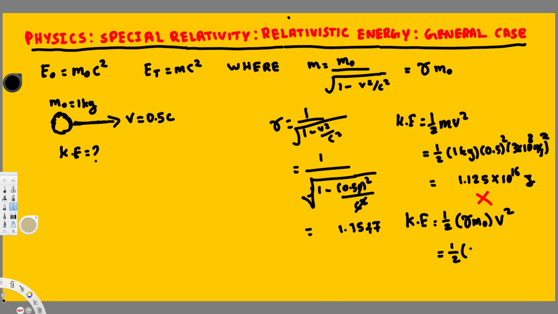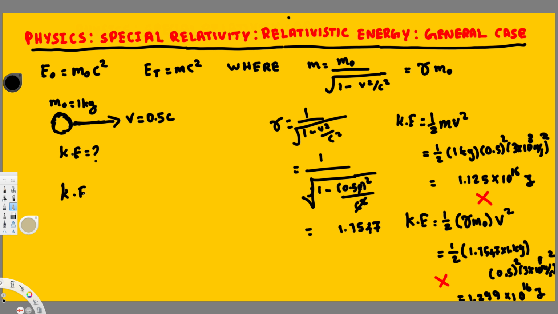And if you plug this into this equation, this is going to give you half times 1.1547 times 1 kilogram times v squared, which is 0.5 c, so 0.5 squared times 3 times 10 to the power of 8 meters per second squared. If you calculate this one, you will get 1.299 times 10 to the power of 16 joules. And this is also not going to be the correct answer. So what's going to be the correct answer? To find that, we use this equation.